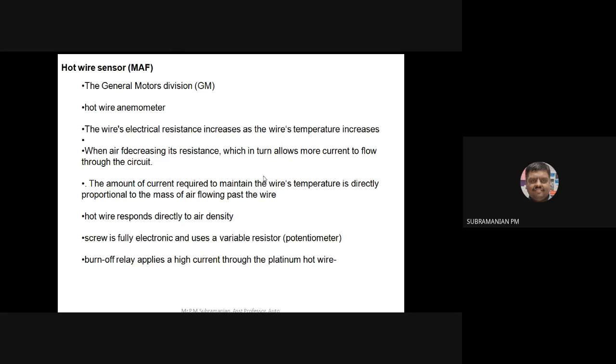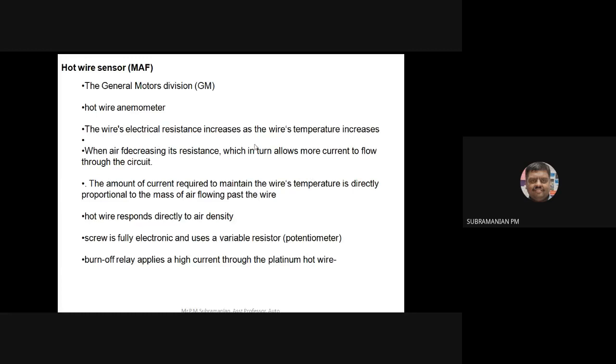Now, you understand the meaning. Air is going to pass over the wire. Temperature decreases. Resistance also decreases. When resistance decreases, what will happen? I can pass more current to the flow. Okay. So, at that time, the amount of current flow to the wire will be the indication of how much amount of air is going to come.